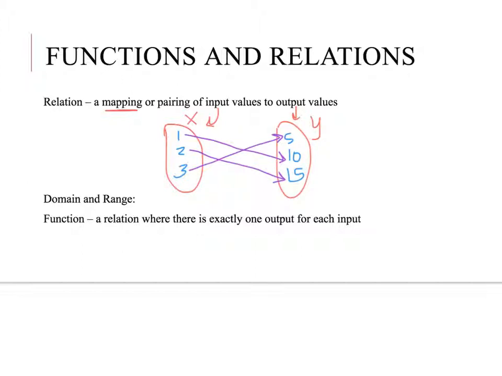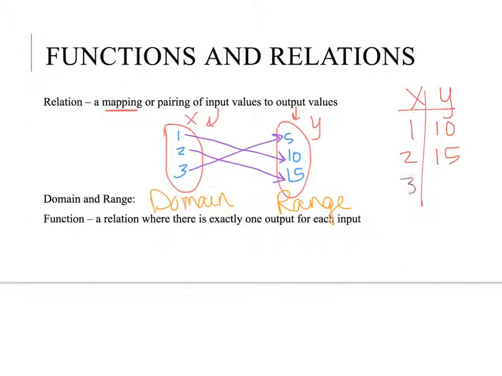Now some other terminology that goes along with this, so I've listed here domain and range. Your x is also your domain, those are your input values, and your y, or your output values, are your range. So several different words that all mean the same thing there. Okay. Now you can also show this in a table. So I could do a table of x to y, and it'd be 1, 10 would be an ordered pair, 2, 15, and 3, 5.